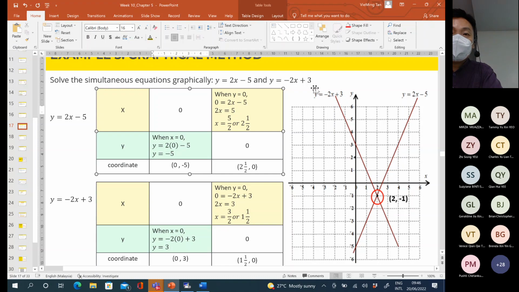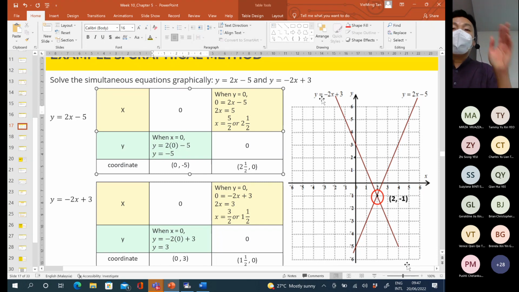And then how about this second equation? Also the same thing. Repeat the same step. Identify the 2 coordinates for this line. So get 0, 3, and also another one is 1.5, 0. So jot down the 2 points, and then combine these 2 points using a straight line and give a name for this line.